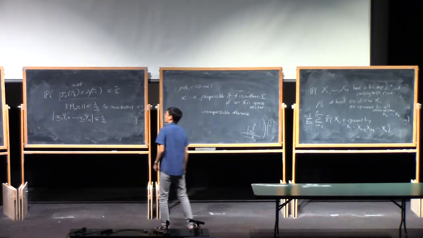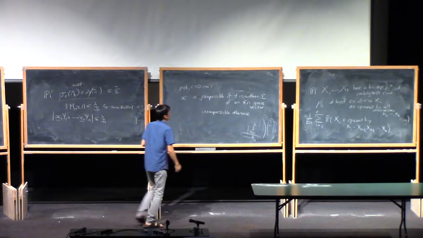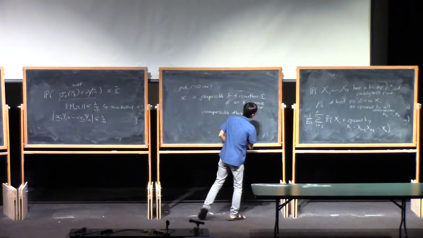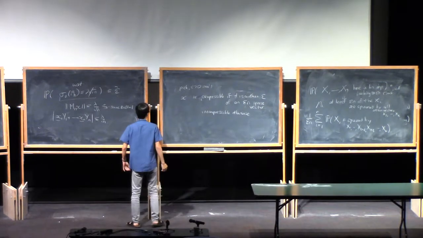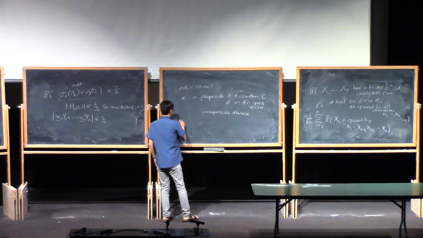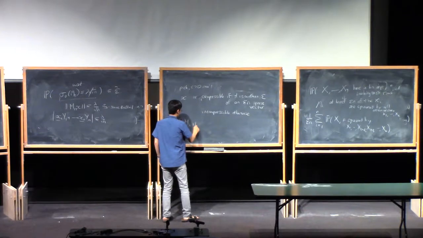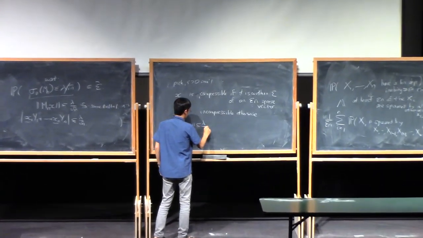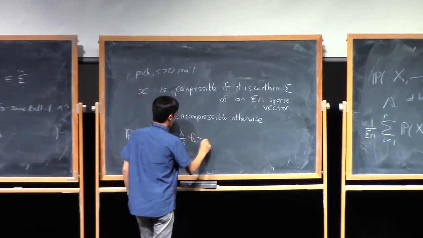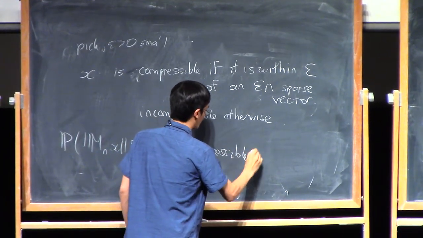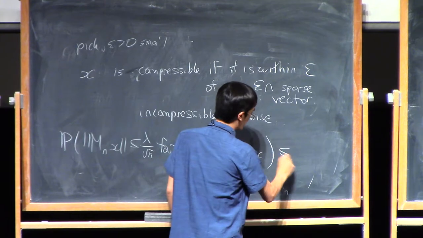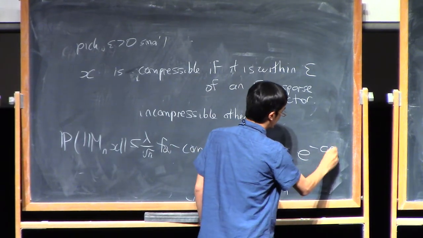Okay, and then it turns out that you can repeat the previous arguments to get rid of the compressible case fairly easily. So the probability that MNX is small for some compressible x, you can bound with a very good bound. In fact, you can get an exponentially good bound.